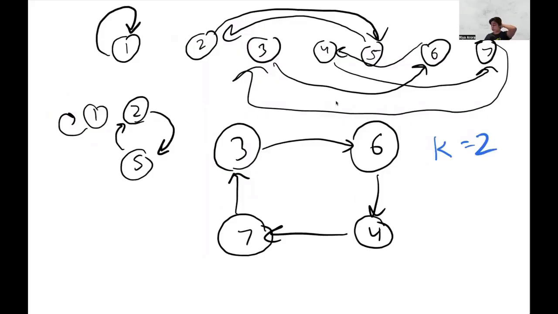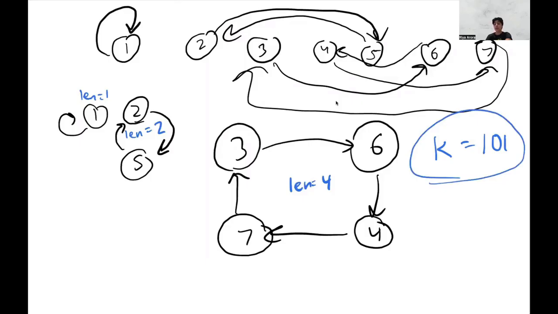Perfect. Now here's where this gets interesting. What happens if k equals 101? How do we do it then? What we can do is we can actually take the length of each cycle. So this is a cycle of length 2, this is a cycle of length 1, this is a cycle of length 4. So we're going to take k mod the length of the cycle to see how far we have to go.